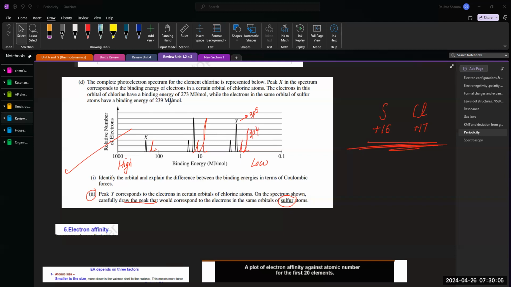Is it difficult? Can you see the binding energy of chlorine is 273 and that of sulfur is 239. Which orbital are they talking about with this binding energy? Are they talking about 1s2 or the outermost? See the range? 1s2. So if this is 273, can I say this is 239? It's lesser. So they are giving you a hint.